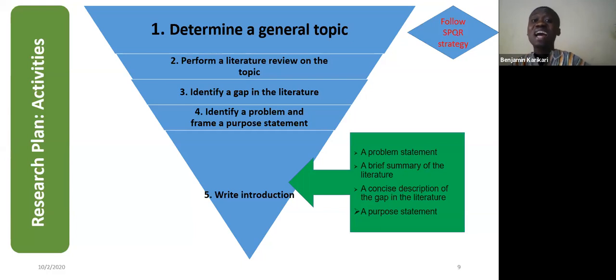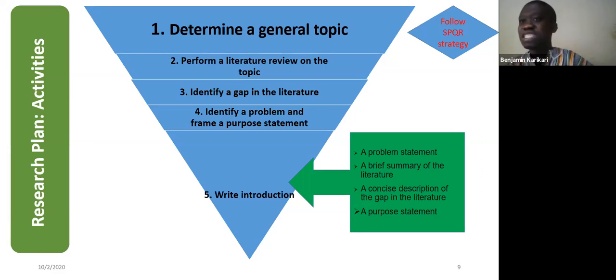So you should have a general topic. After having a general topic, you need to perform a literature review. You perform a literature review to identify the gaps in the various topics, in the various research that people have done around that area. After identifying the gaps, then you'll be able to specify your topic. And after specifying your topic, then from your reading, you should be able to identify problems in the previous work that people have done. And you write a brief introduction. But before you do, I want to suggest a strategy that I call SPQR.